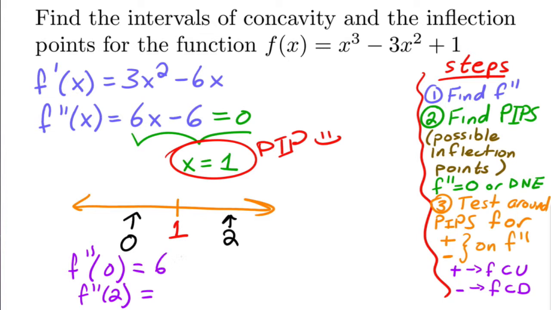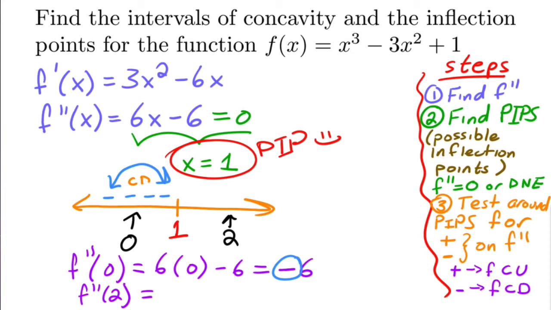Okay, so here I have 6 times 0 minus 6, which is equal to negative 6. All I care about is the sign, negative, which means that it's going to be concave down. So you can put a little hat like that, or you can write CD inside, whatever you want. And then the next one, if I plug in 2, I get 6 times 2 minus 6, which is equal to positive 6, which means that this is going to be concave up. And you can write CU if you want.